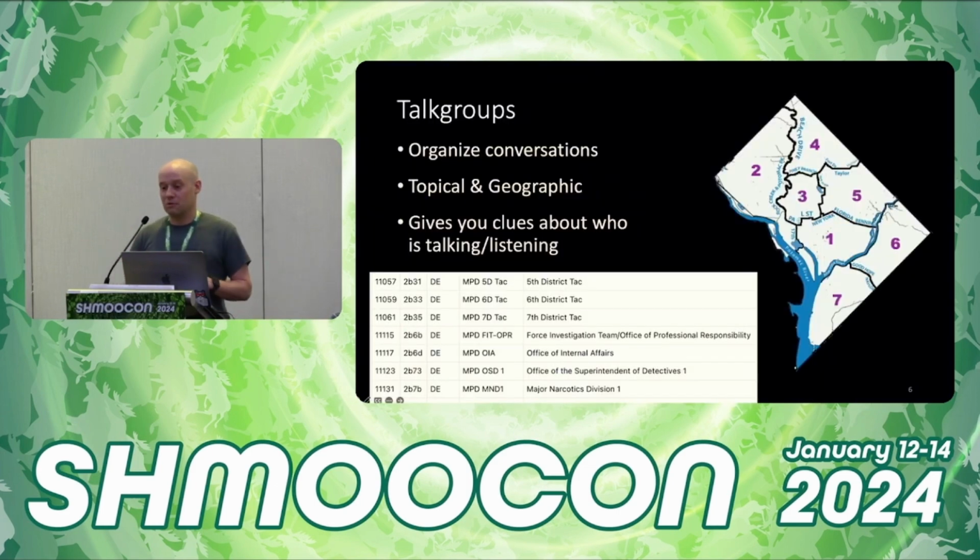So first, I'm just going to go through some terminology. Talk groups are just a way to organize conversations. They can be topical and or geographical. And they also give you a clue about the interest of whoever is talking or listening on those groups. So if you're part of that, it means you care. Example here, this is Washington, D.C., the wonderful city slash territory slash district that you're currently in, and the different police districts in there. And you'll notice on the chart there, that's some of the different talk groups, and they have a different talk group for each police district. So again, you can see how you can start pulling clues from this sort of organization of information.